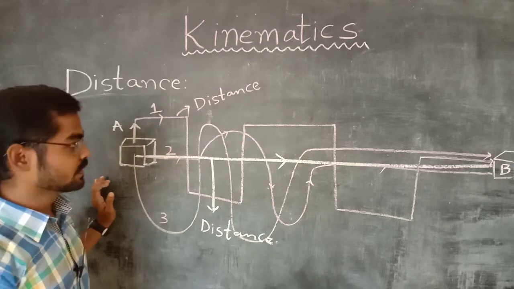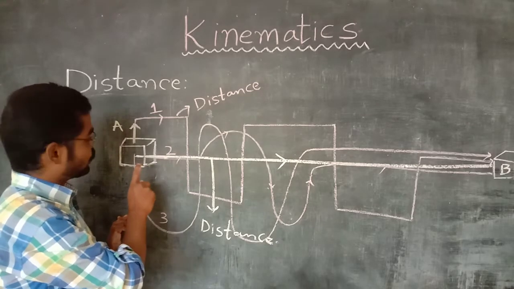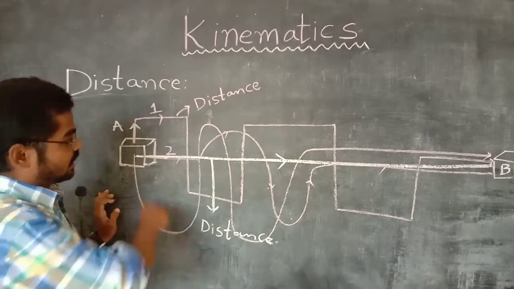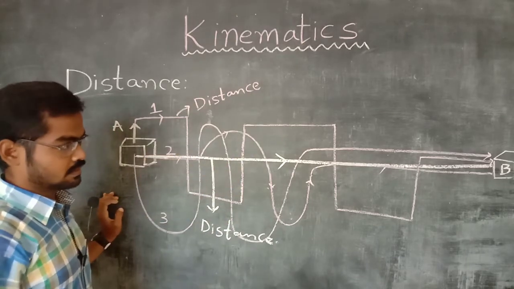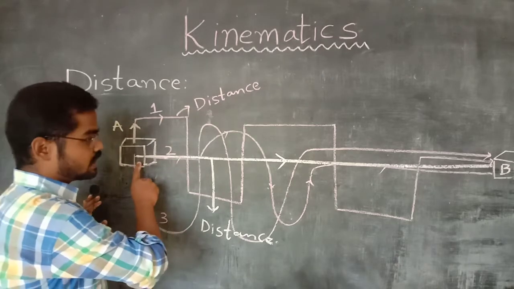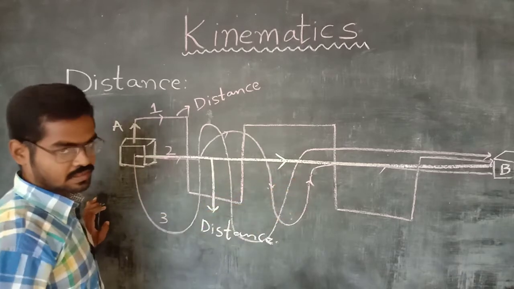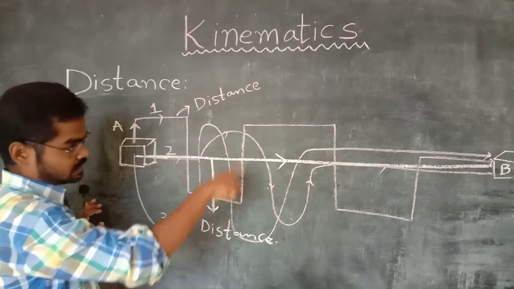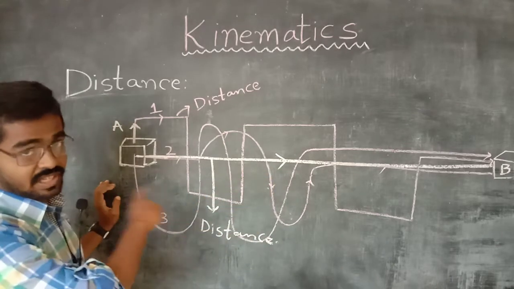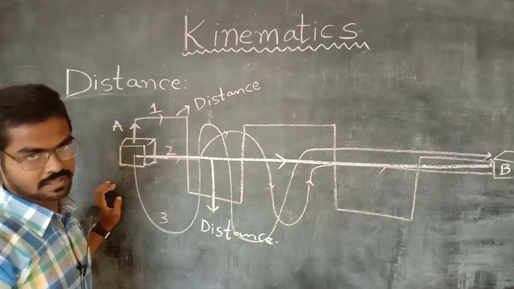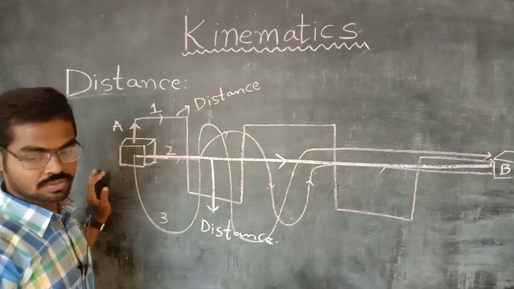Once again I am telling you, listen carefully. If I want to move from point A to point B, I can reach in several ways. But the shortcut is to move in a straight line, in one direction. So all the paths other than this straight line represent distance. This straight line represents displacement. After this I will give another example so that you can easily understand.